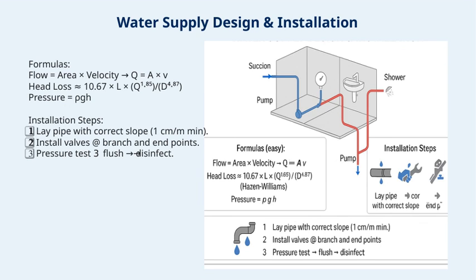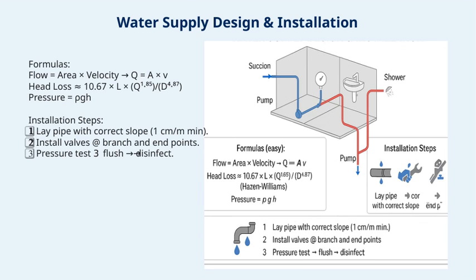Next, there's the head loss, which essentially tells us how much energy is lost due to friction and other factors as water travels through the pipe. The formula here involves pipe length, diameter, and flow rate, specifically. Head loss is approximately 10.67 times L times Q raised to the 1.85 power divided by D raised to the 4.87 power. It's a bit complex, but it's crucial for designing efficient systems. Then we have the pressure equation. Pressure equals rho times g times h, where rho is the water density, g is gravity, and h is the height difference. This helps us determine the pressure at various points in the system.